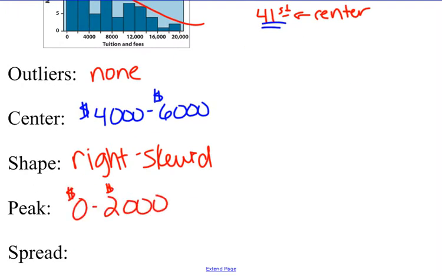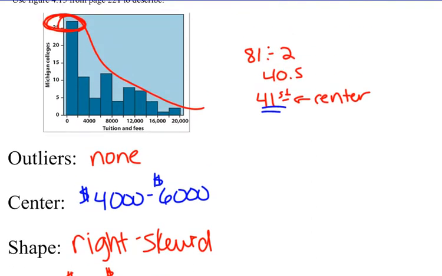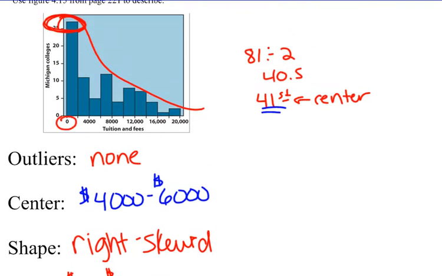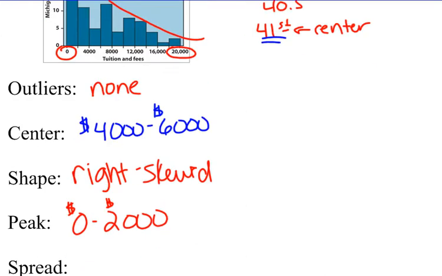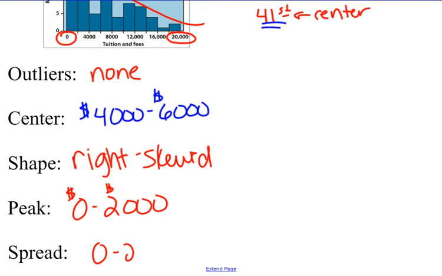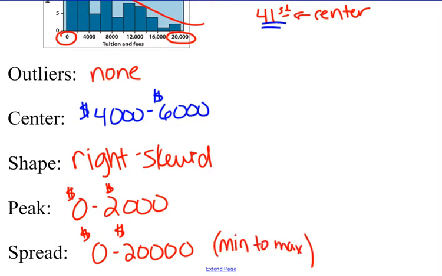And I'll make sure to label that dollars. And then my spread. So my spread is my minimum to my maximum. So my minimum value is 0. My maximum value is 20,000. So our spread is 0 to 20,000. And that's us describing that. You might want to make yourself a note here that your spread is min to max. That might help you. And maybe with your center, you'll reference this work up here so you know where that came from also.